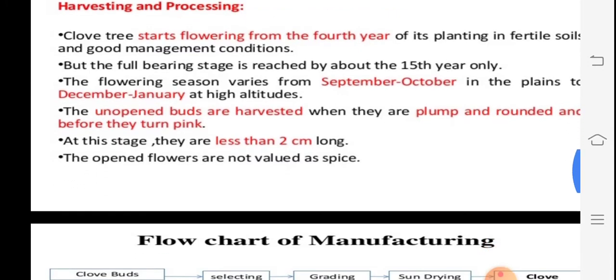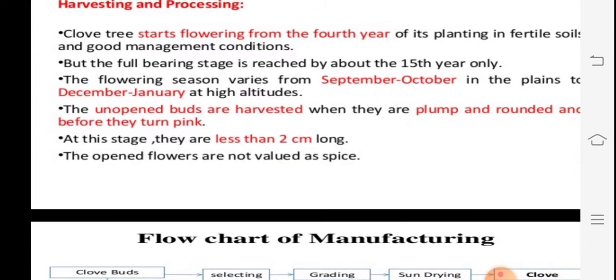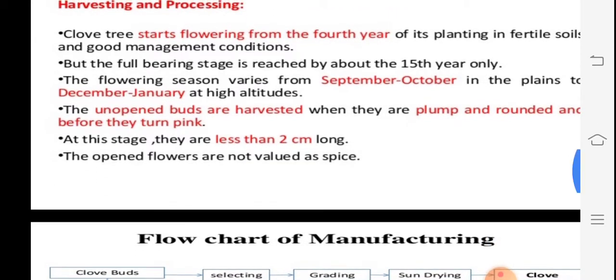In harvesting, we have already seen the photograph. The tree starts flowering from the fourth year of planting. In fertile soil the results are good.